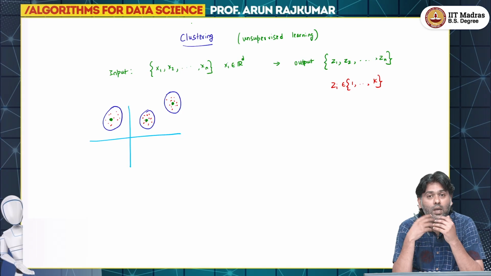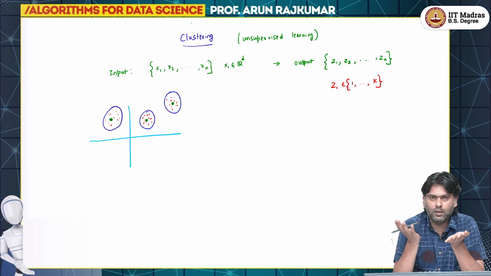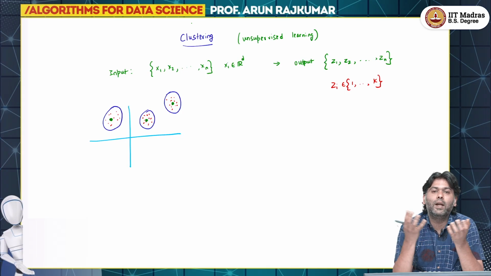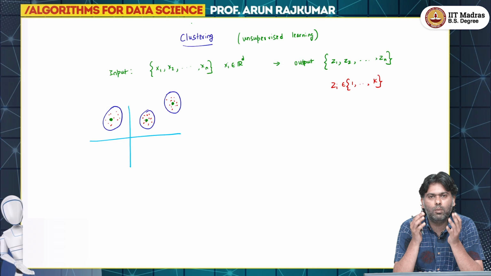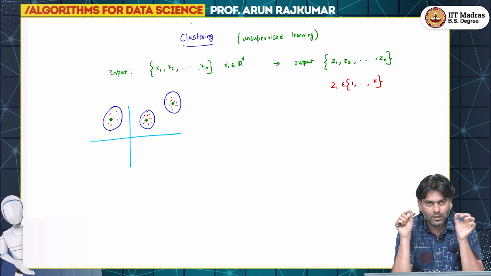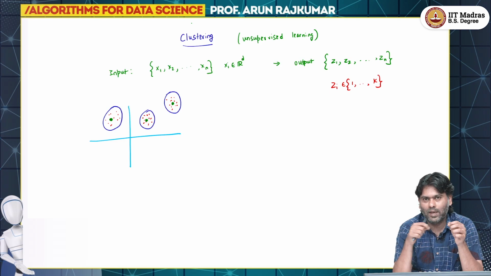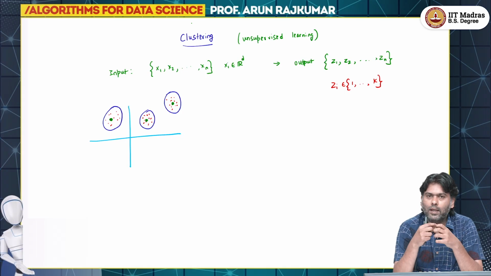So we are just given the data set, and we are hypothesizing how this data set might have been generated. One way to think about that would be to say that there are only 3 representative points, or k representative points in general, and then the whole data set is just some noisy version of these k representative points.